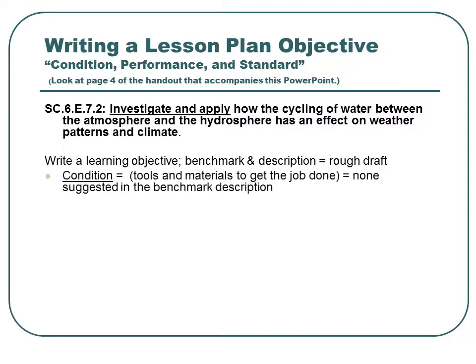First, we need to find information to help us write the condition. Now remember, the condition is the tool or materials to help us get the job done. There are none suggested in this benchmark description. It just says investigate and apply how the cycling of water between the atmosphere and the hydrosphere has an effect on weather patterns and climate. No tools, no materials, so no help with that one.